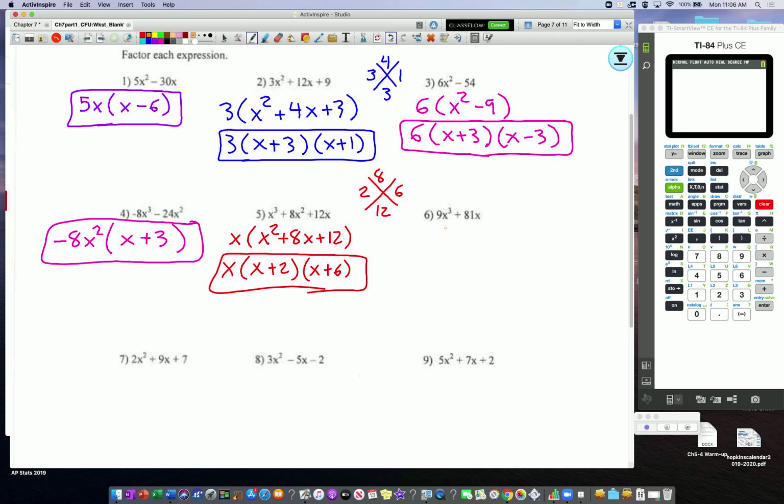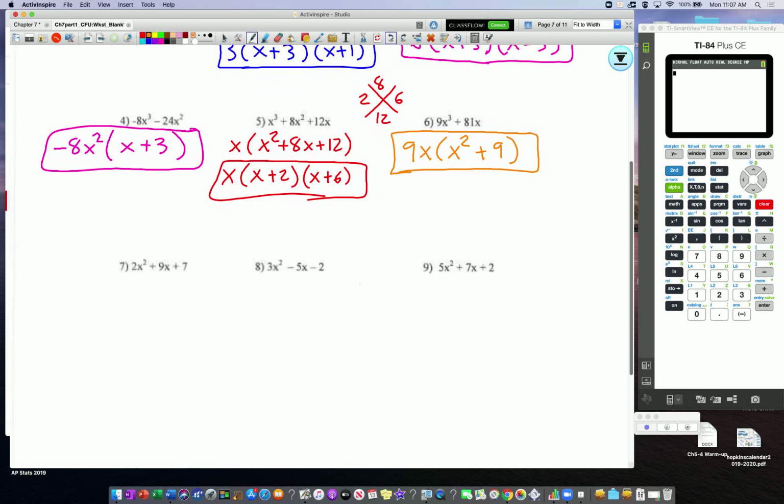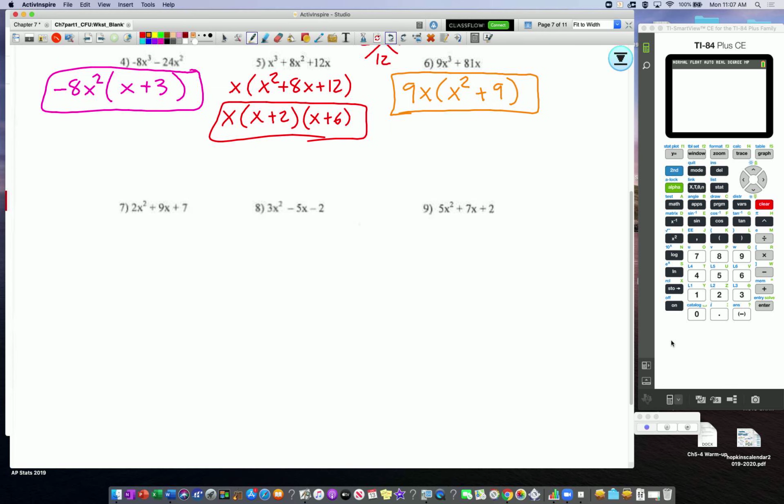Next one. Factors. Let's see. 9 and 81. They share a 9. And they both share x. I'm left with x squared plus 9. That's a plus. So it's technically not a difference of perfect squares. So I can't factor that one any farther. All right. So that takes care of the ones that were on the front page of the notes.